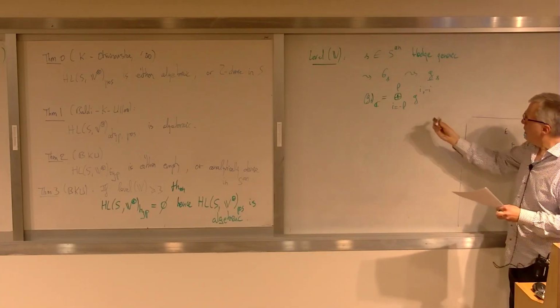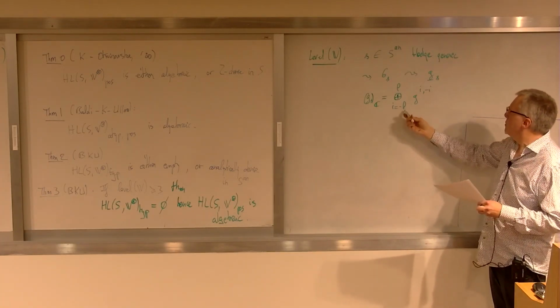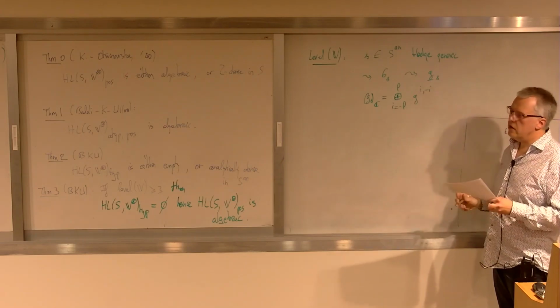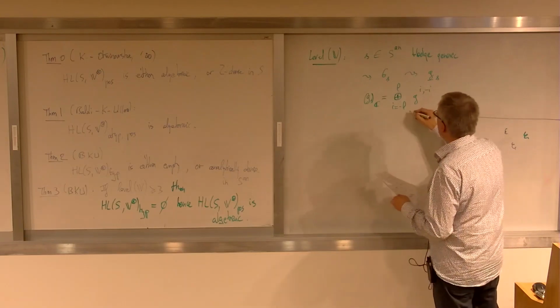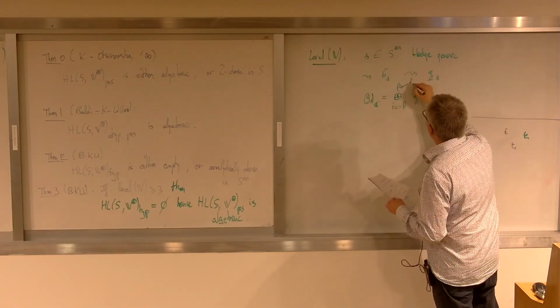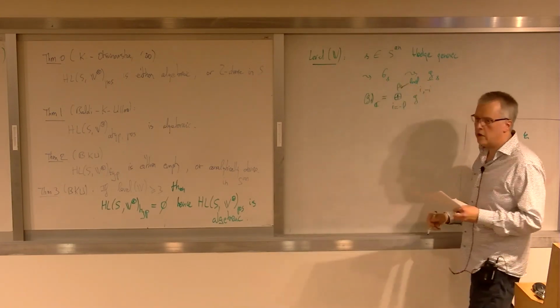And of course, I go up to the term l where g^{l,-l} is non-zero. And so l is the level. So this l will be the level of my variation.